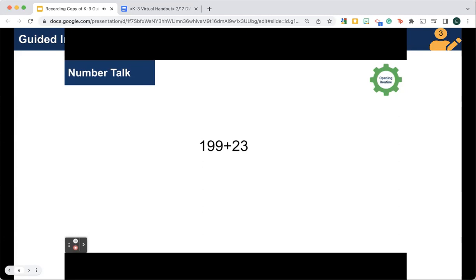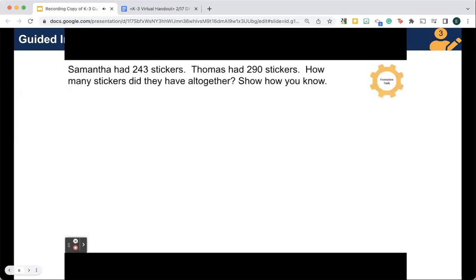I might wrap this up before moving into the formative task by saying something like, when finding 199 plus 23, some of you added by place value and composing a 10 and a 100. Some of you thought about counting on to get to the next 100 and then added what was left, which makes that much easier since it's easier to add 200 plus 22 versus 199 plus 23. Let's keep thinking about this as we solve our next task.